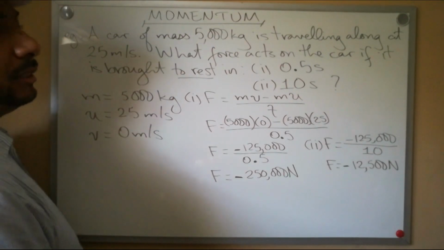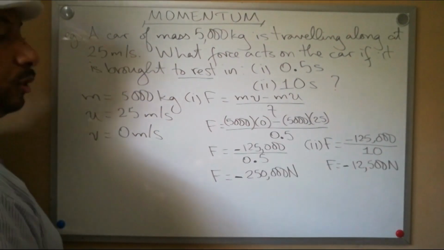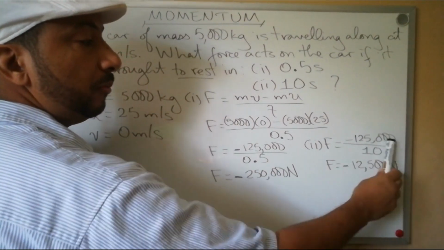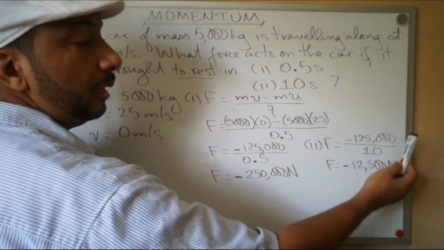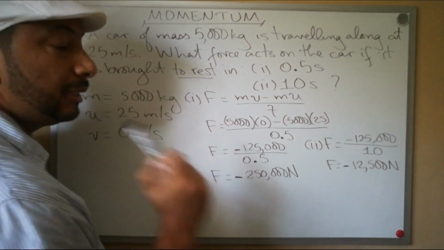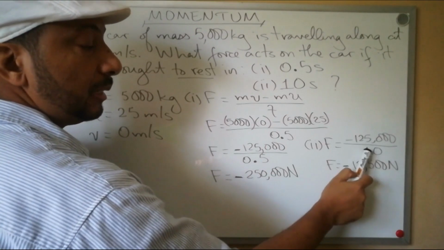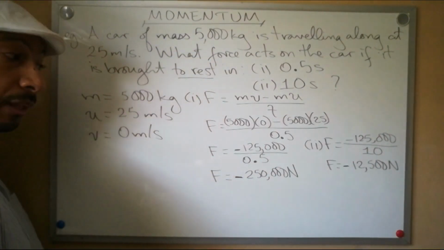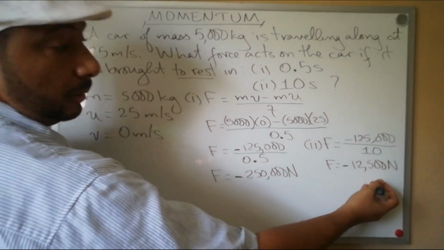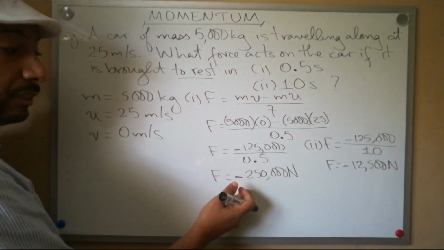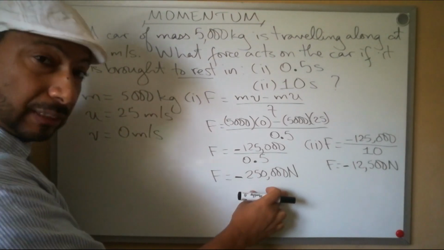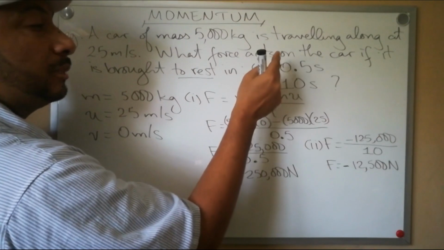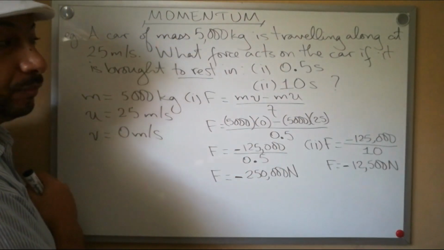If it occurs in 10 seconds, well, we don't have to go through the whole steps again. We just can use the same change in momentum value, which was negative 125,000 kilogram meters per second, and instead divide it by the different time of 10 seconds. So when we do so, we get negative 12,500 newtons. Comparing this size of the force with that size of the force, this is 20 times as big. The force experienced is 20 times as big because it took 20 times as short the amount of time.